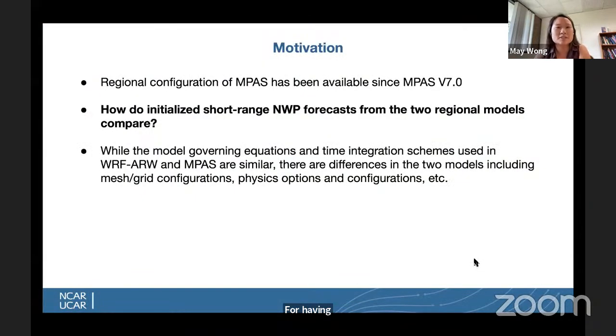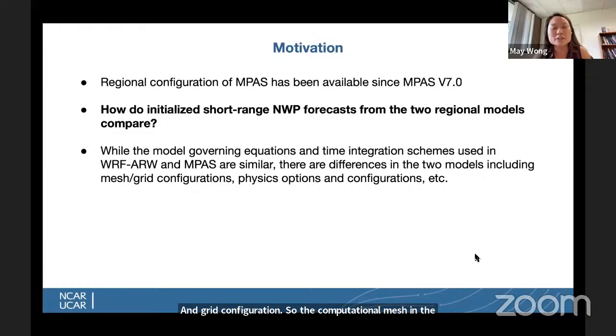Oh, there we go. So just a brief description of the motivation here. As you all know, and the last speaker has clearly demonstrated, the regional configuration of MPAS has been available for some time now, since MPAS version 7.0. And our question is fairly straightforward. Essentially, it's how do initialized short-range numerical weather prediction forecasts in the range of 2 to 3 days forecast lead time from the two regional models compare? And as you all know, while the model governing equations and the time integration scheme are very similar between WRF and MPAS, there are differences in the two models. Notably, the mesh and grid configuration, so the computational mesh in the models, but also the physics options and the configurations as well.